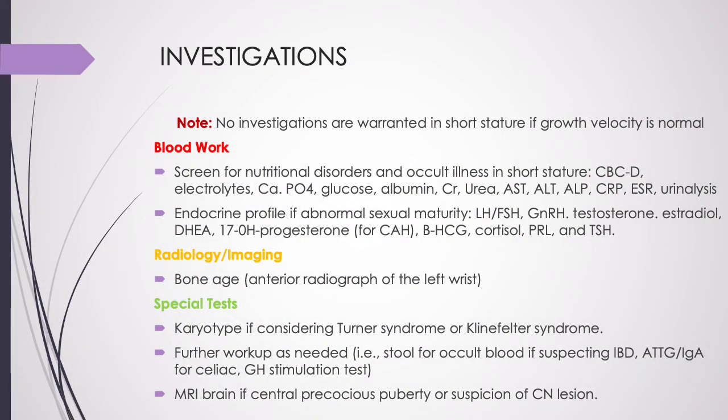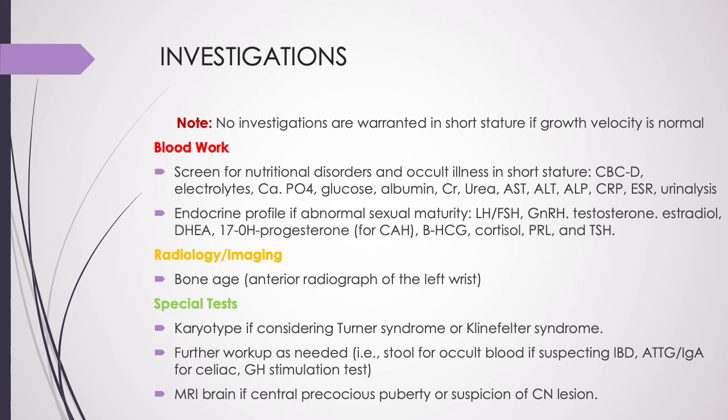Moving to the investigations: first of all, note that no investigation is warranted in short stature if growth velocity is normal. In the blood work, we have to screen for any chronic illness. We have to do CBC, renal and liver function, and endocrine profile. We have to do LH, FSH, GnRH, etc.